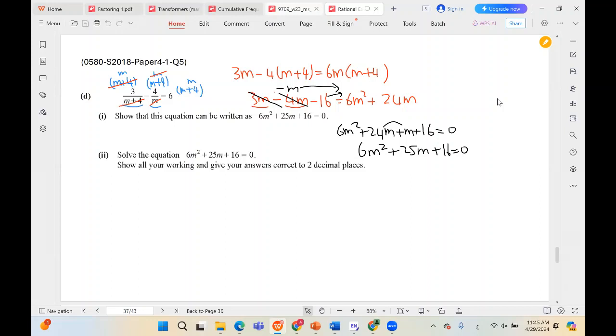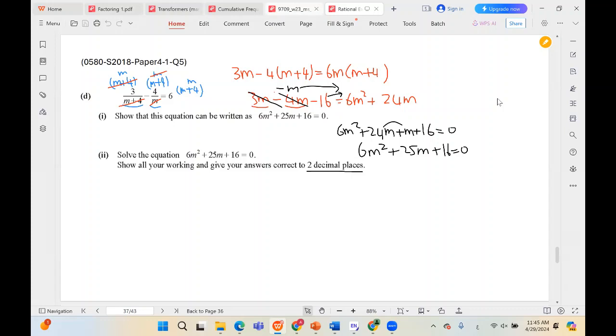Now we want to solve and give our answers correct to 2 decimal places. So 2 decimal places suggests that we will not have numerical final answers. Our final answers will not be numbers. So therefore, we're going to have to use something called the quadratic formula that you may or may not have yet studied, but it is part of your curriculum and you are going to get introduced to it soon. So let's just give a brief introduction to it here.